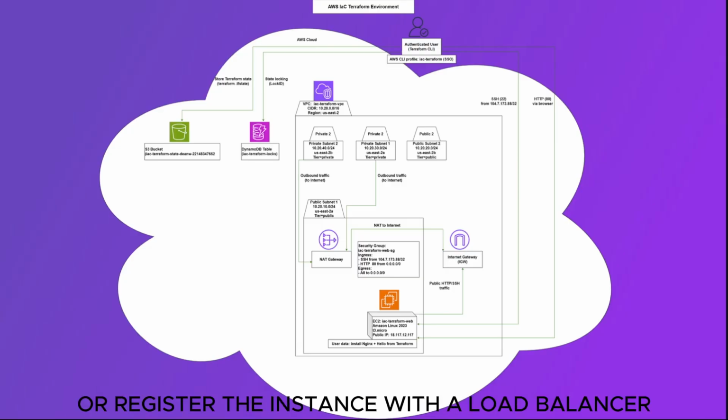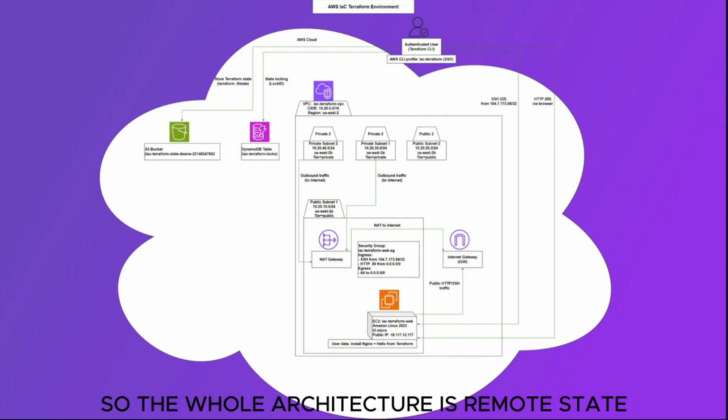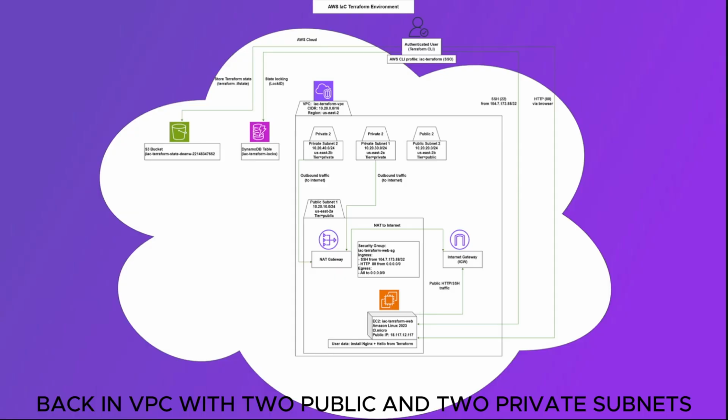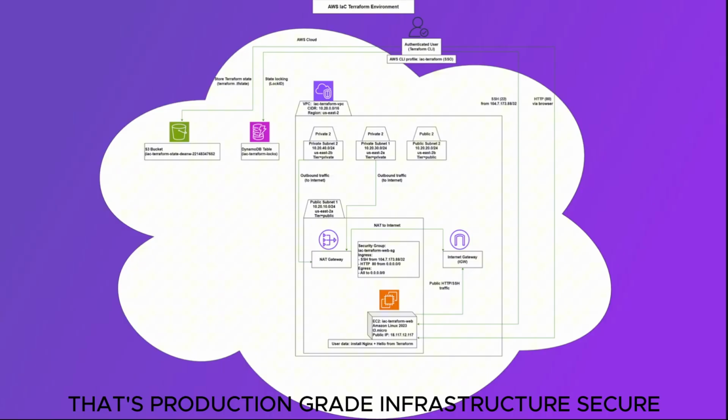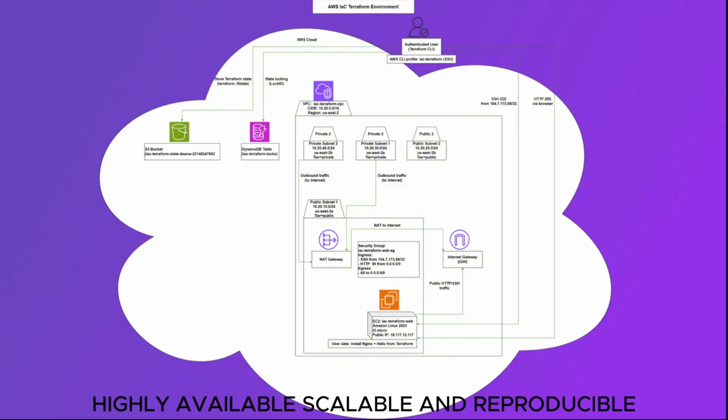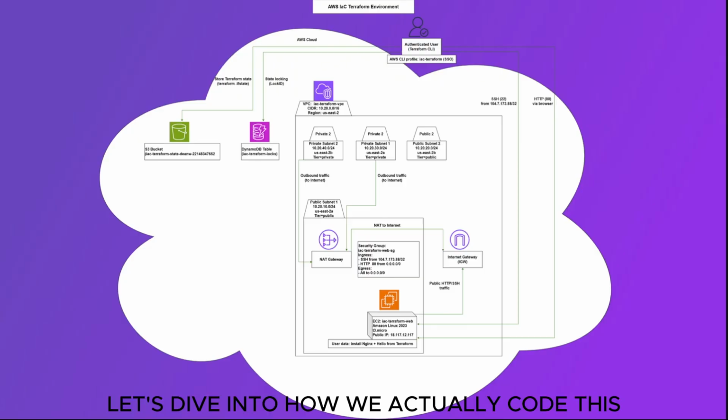So the whole architecture is remote state backend, VPC with 2 public and 2 private subnets, Internet Gateway for public access, NAT for private security, EC2 with security group and Nginx, all defined as code in Terraform. That's production grade infrastructure, secure, highly available, scalable, and reproducible. Let's dive into how we actually code this.